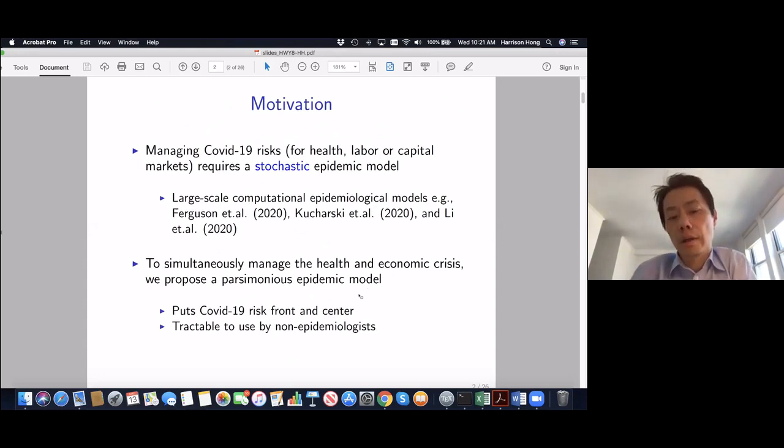So a quick motivation for our work: managing COVID-19 risk for not only our health, but also for our wealth requires a stochastic epidemic model. Large-scale computational models have played a leading role in managing the public health crisis thus far. But for a variety of reasons, these models are actually not so easy for non-epidemiologists to use. And so from our view, to simultaneously manage the health and economic crisis that COVID-19 has now become, we think it's also useful to work with more parsimonious epidemic models that highlight COVID-19 risk, and that are also tractable enough to be used by non-epidemiologists.